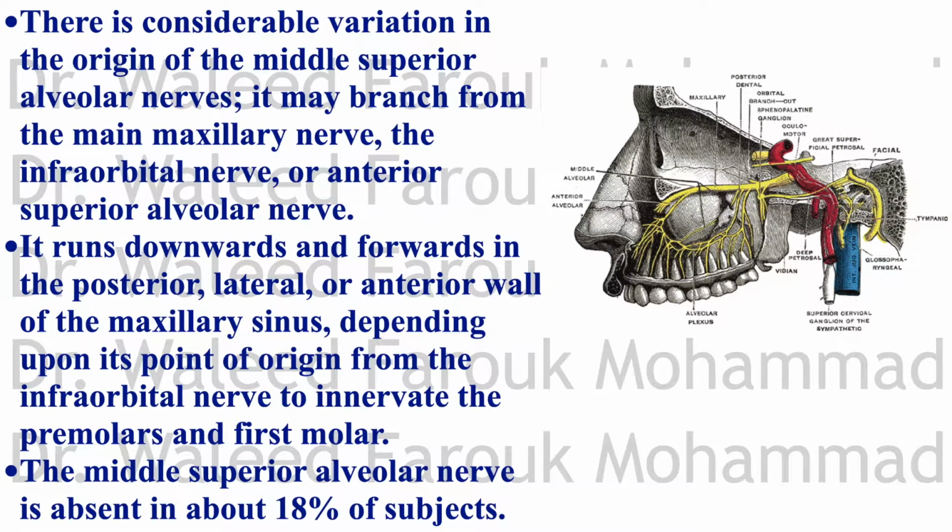Now, there is a variation in the origin of the middle superior alveolar nerve. Sometimes it's not given off. It runs downwards and forwards in the posterior and lateral walls of the maxillary sinus, depending on the point of origin from the infraorbital nerve, to innervate the premolars and the first molar. The middle superior alveolar nerve is absent in about 18% of subjects.